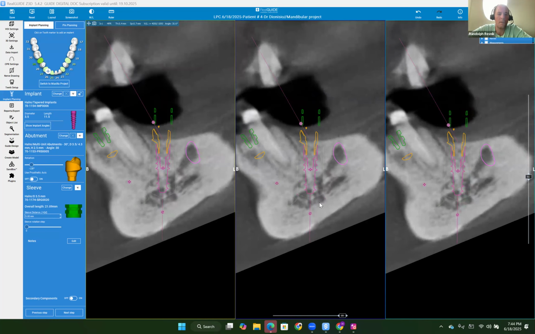Perfect. So they all look great. The E position is going to be the most difficult with that lingual concavity.